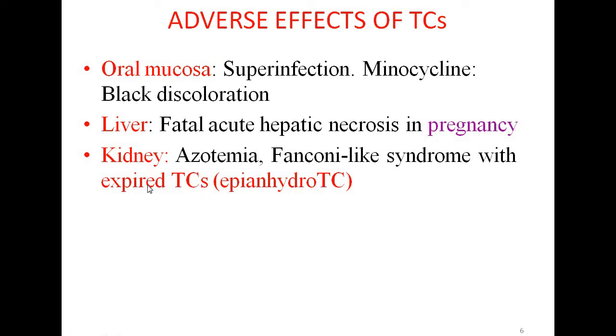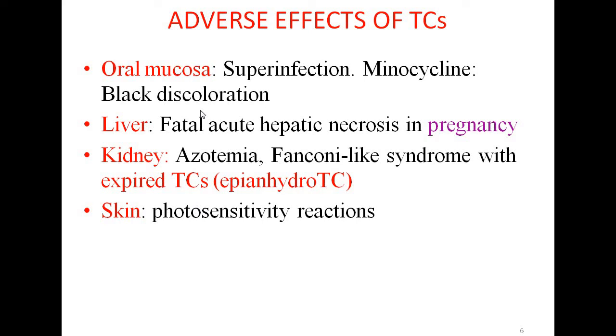Now, on any medicine label or box, we have seen the manufacturing date and expiry. With tetracycline, the expiry date is important because if expired tetracycline is used, it decomposes to form epi and hydrotetracycline, which can damage the kidneys and cause azotemia and a Fanconi-like syndrome.